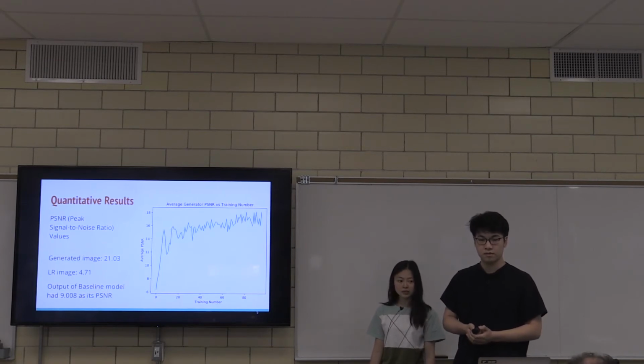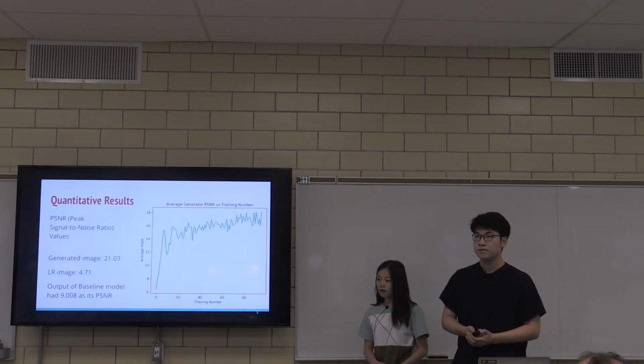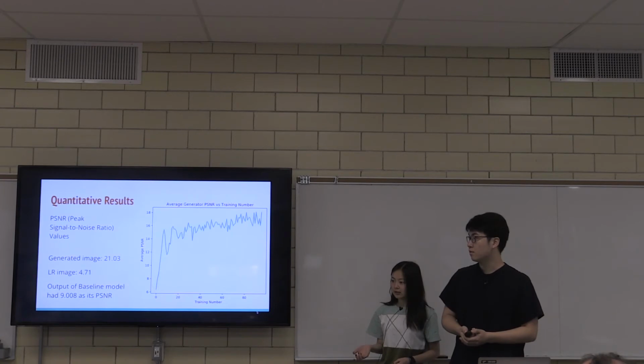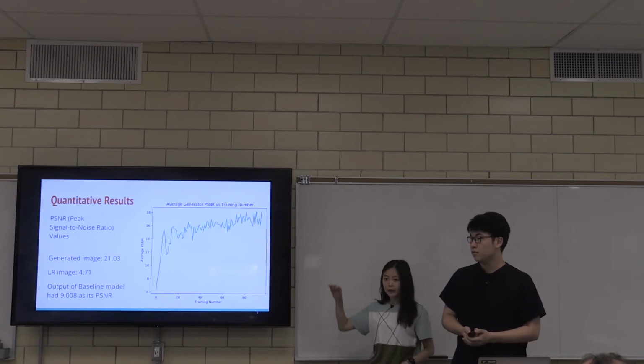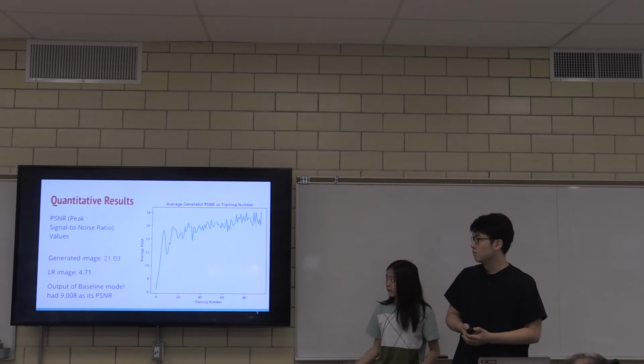PSNR is peak signal to noise ratio. That basically takes into account the mean square error of each pixel and also the high resolution, low resolution comparison. So the higher the PSNR value, the better. As you can see from the graph, the PSNR value is indeed increasing as we train it more. So our training is working from this graph.